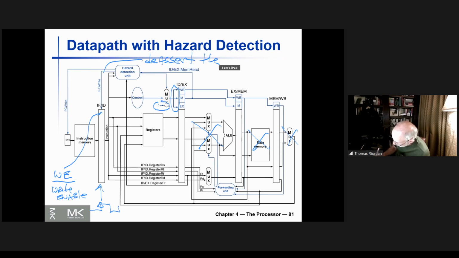the, what's that signal called? IFID write. Oh, IFID write, probably. Deassert the signal called IFID write. Anyway, the important point is the write part. We're going to not allow that write to occur.